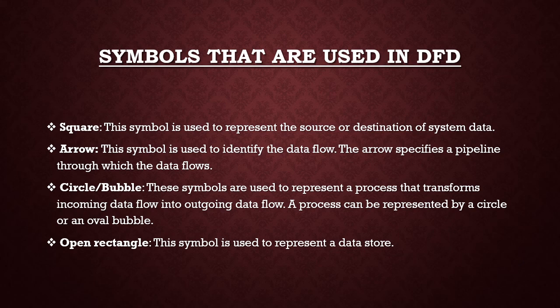Then the third one, we have circle, or you can say bubble. This circle is used to represent a process. Process means that which is converting the incoming data into the outgoing data. So it can be represented by a circle, or you can say a bubble. Then we have open rectangle. Open rectangle represents the data storage, from where our output is storing, from where our result is storing. So all these symbols are making the entire DFD, and they represent the information flow that is going on inside the system.